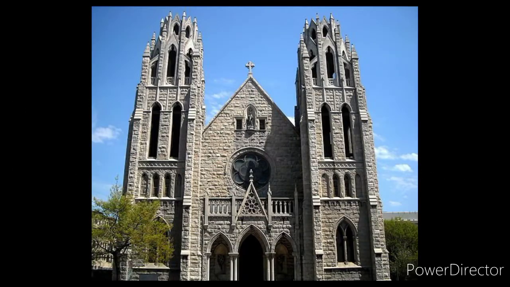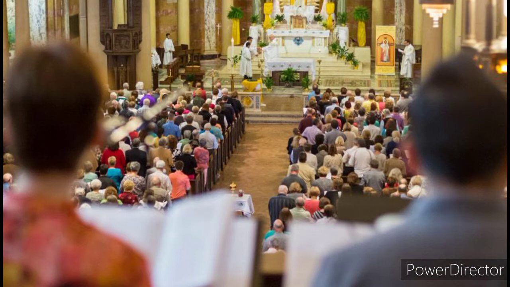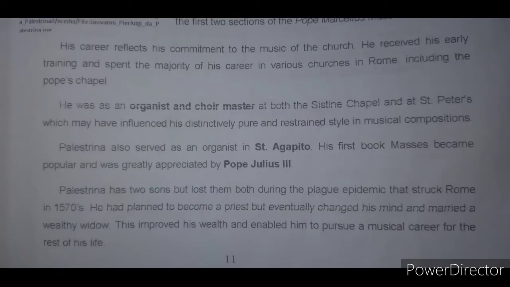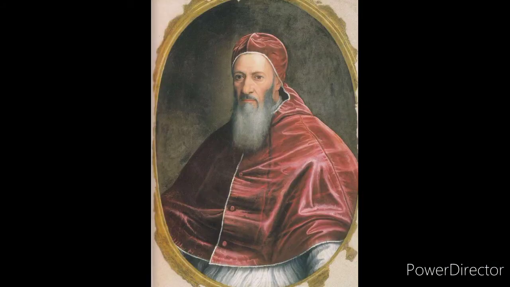He received his early training and spent the majority of his career in various churches in Rome, including the Pope's Chapel. He was an organist and choir master at both the Sistine Chapel and St. Peter's, which may have influenced the distinctively pure and restrained style in his musical compositions. Palestrina also served as an organist in Agapito. His first book, Masses, became popular and was greatly appreciated by Pope Julius III.